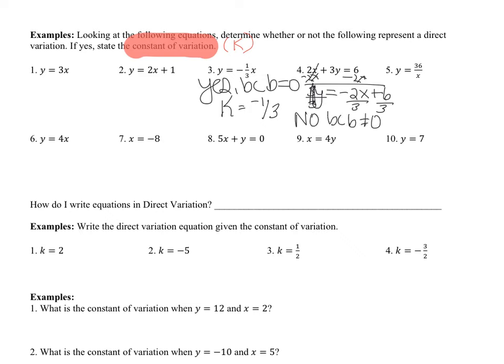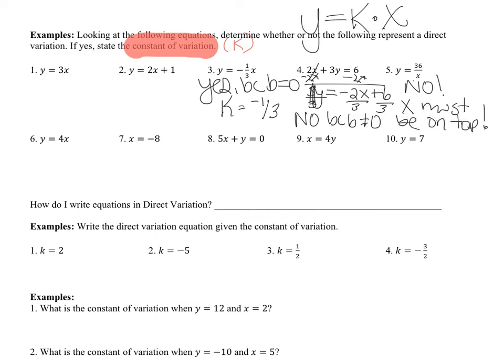Okay. How about number 5? How does number 5 look different than what we've seen before? Well, we've never seen x on the bottom of a fraction. Y equals kx is y equals k times x. This says y equals k divided by x. Is dividing and multiplying the same thing? No. So is this a direct variation? No. X must be on top. Okay? So go ahead and pause this video, and I want you to try the next 5 examples on your own, and then unpause the video and we'll go over them together.